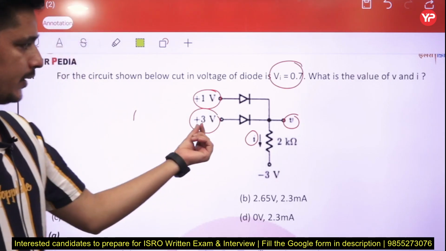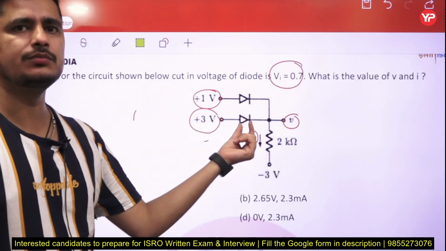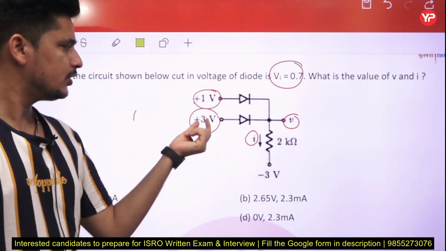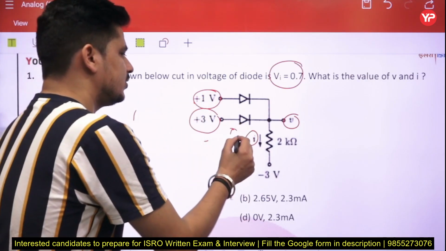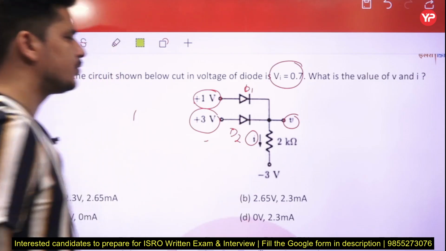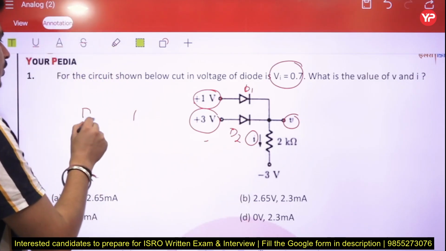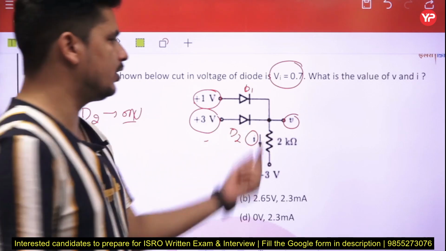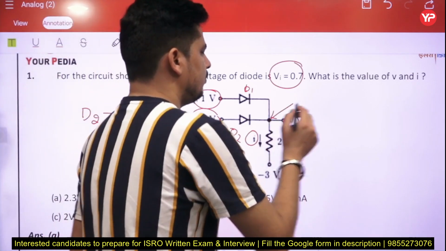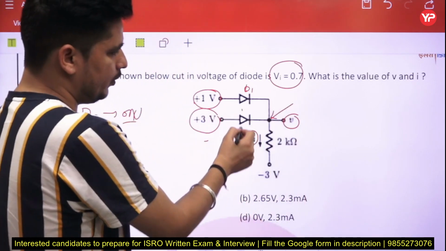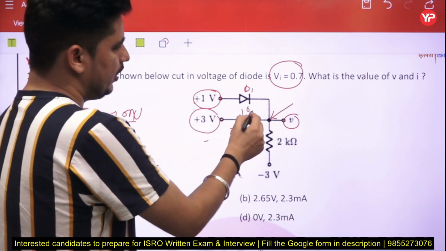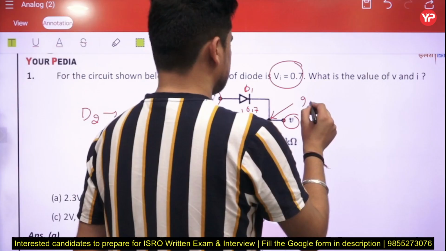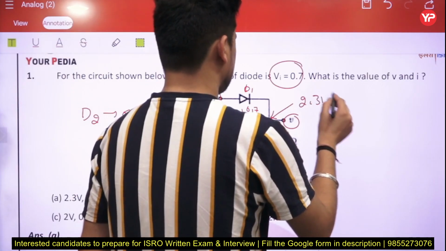So what happens? First, this 3 volt diode will try to be on, because this is 1 volt, it is taking too much time to turn on. So first this diode, let us take this is D2 and this is D1. So your D2 diode will be on, and as your D2 is on, the voltage at this position takes a drop of 0.7 volt. It means the voltage at this position is 3 minus 0.7 is equal to 2.3 volt.